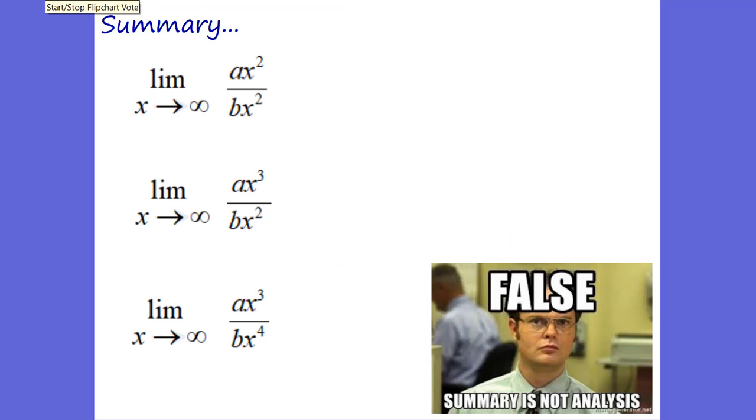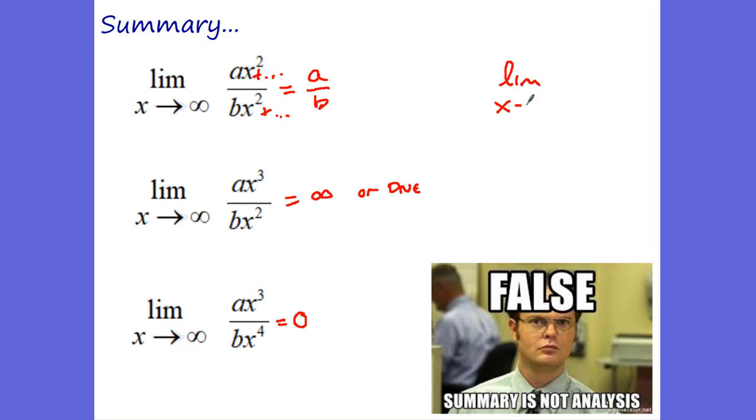Which means, as a summary, if the exponents are the same, the limit is just your coefficients, a over b. If your numerator's exponent is larger, the limit is positive infinity, or you could say does not exist because it's not bounded. And then what happens if the denominator is larger? It equals 0. And keep in mind, this only works as we do the limit as x approaches infinity.